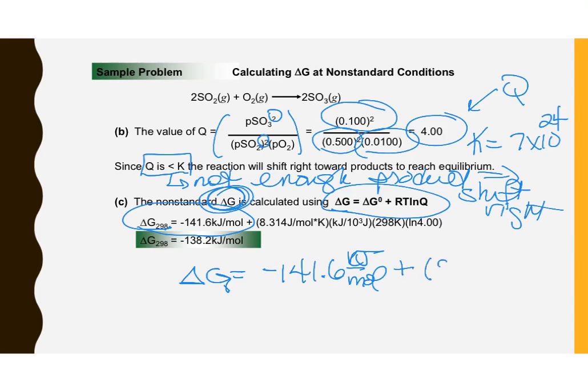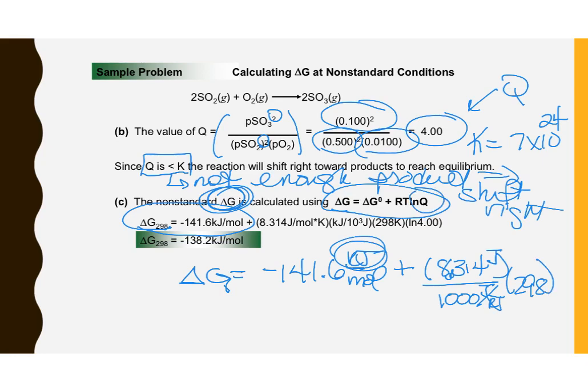Plus 8.314. That's in terms of joules, okay? So we've got to divide that by 1,000 to get it to match these kilojoules. Temperature has to be in Kelvin. And then log of Q. We found Q up here, so we're going to squeeze in log of 4. Go ahead and punch all that in your calculator, just to get used to how to enter everything correctly. What you should then get is the non-standard delta G is minus 138.